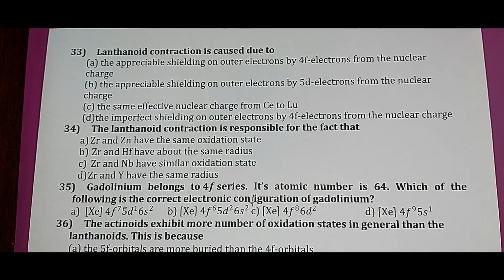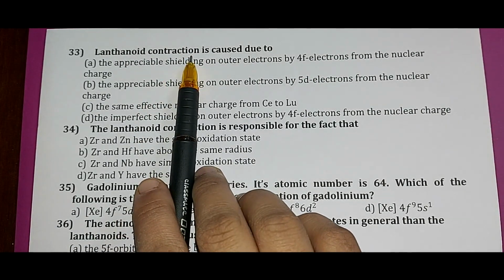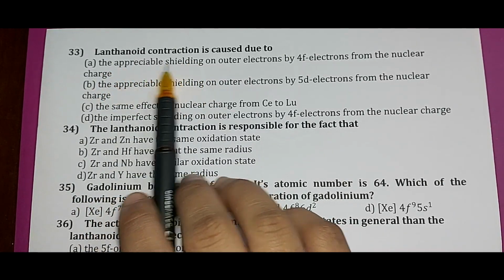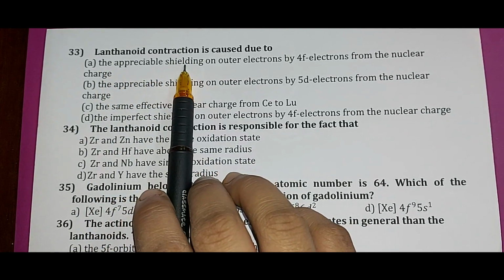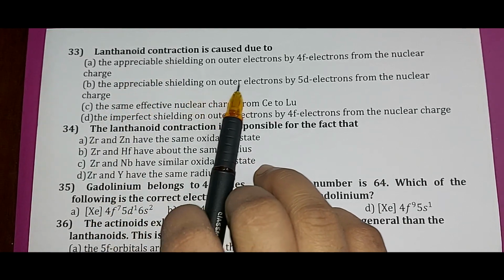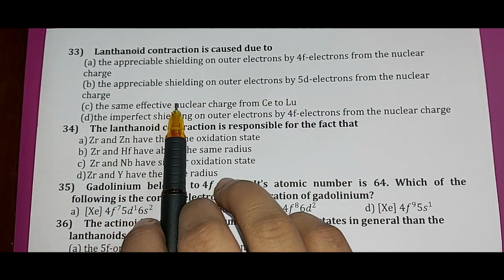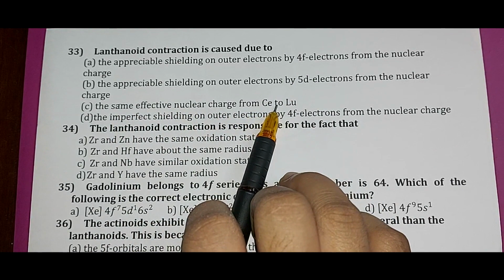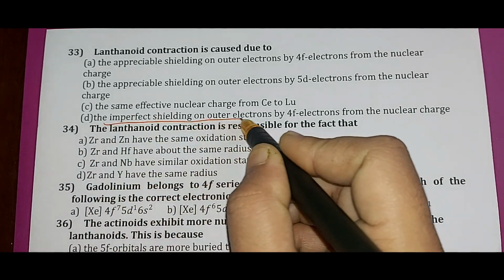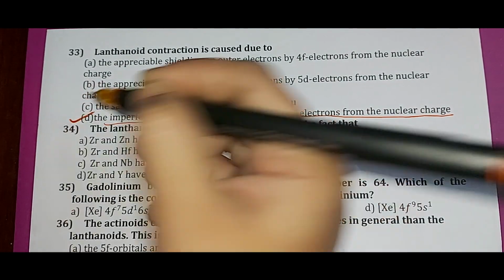Next, question number 33. Lanthanoid contraction is caused due to imperfect shielding of one 4f electron by other. So let us go with the options. The appreciable shielding, it's never appreciable, it's an imperfect shielding. So option A can't be the correct answer. Appreciable shielding of an outer electron by 5D, never 5D electrons are involved here, it's 4f electron. The same effective nuclear charge from cerium to lutetium, no. The imperfect shielding of an outer electron by 4f electrons from the nuclear charge. So option D is the correct answer.